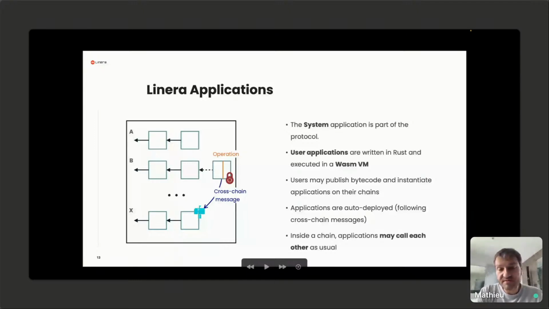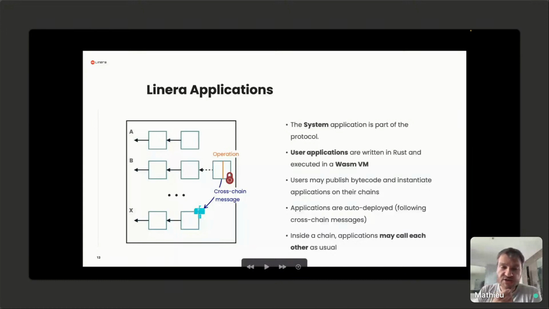And that means that sometimes, the first time that a message is sent to a receiving chain for a particular application, the system may actually, under the hood, auto-deploy the application. So maybe chain X in this diagram has never used this particular application, but that's okay. Every validator will just request the bytecode, or find it if they have it already, and then run it to process the incoming message.